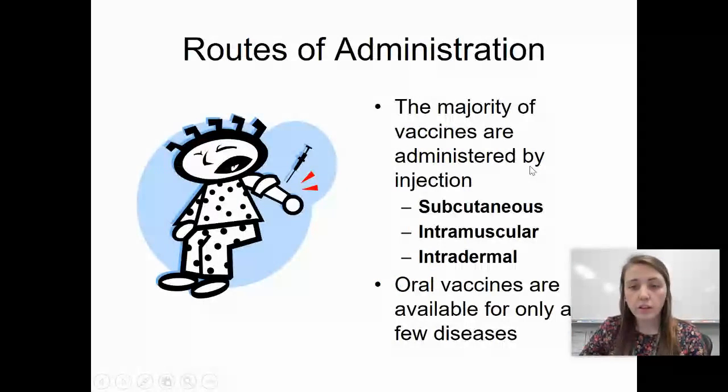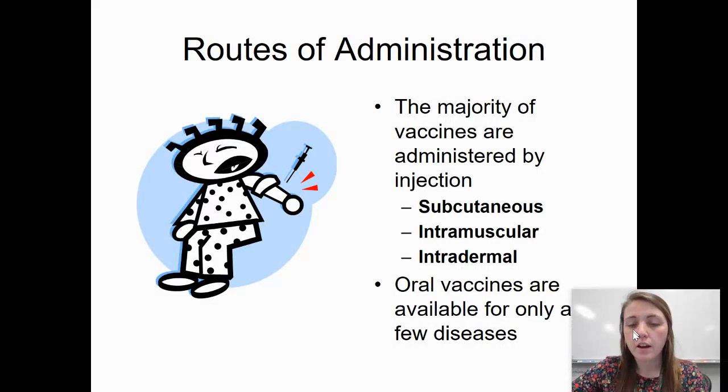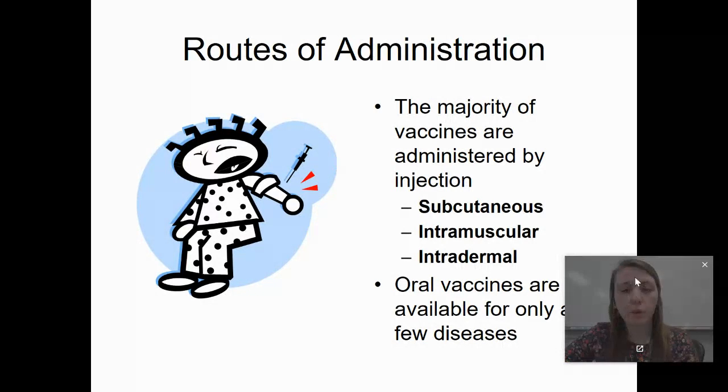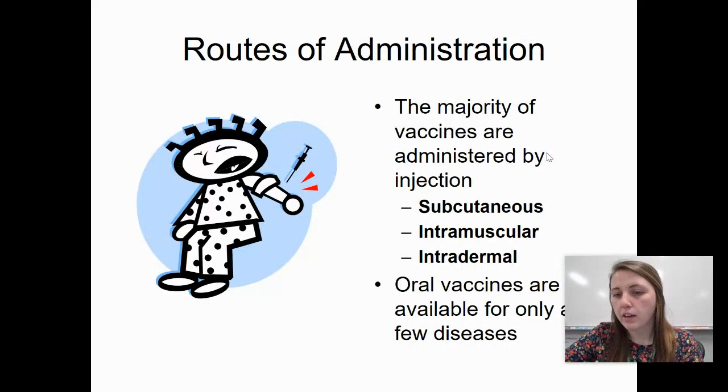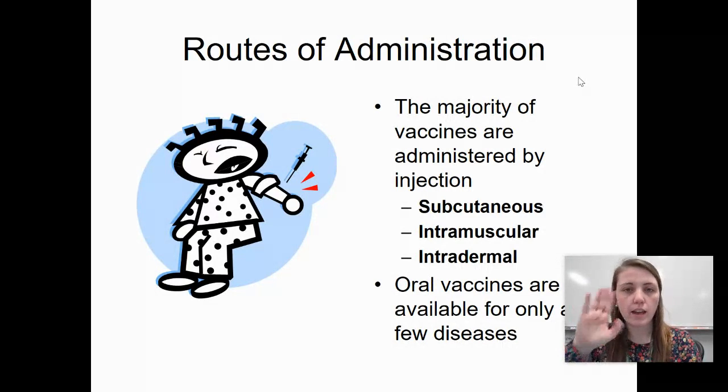It starts by telling us things that we kind of already know about vaccinations. We can get them subcutaneously, which goes below the skin, intramuscular, which is going into the muscle, or intradermal, which is going in between the layers of the skin. Oral vaccines are available, but only for a few diseases. You have an extra credit opportunity that will help you figure out why that might be the case, why it's not so popular, but we'll get to that later.